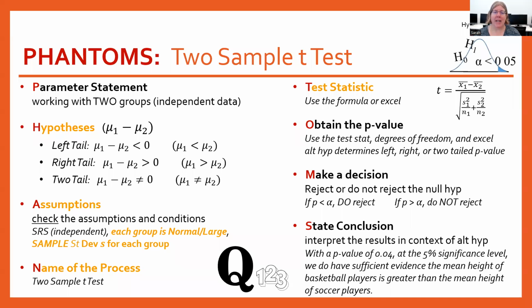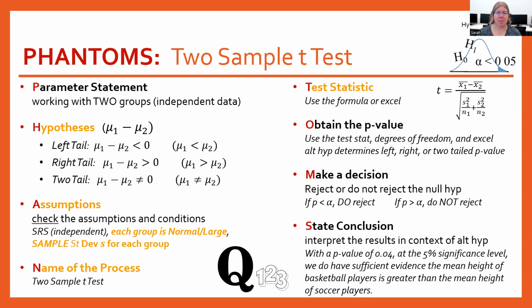Now that we have some practice finding the hypotheses for a two-sample t-test, let's look at the rest of the details for this test. We're going to use the PHANTOMS framework again so that we remember and keep all of those details organized. So the P in PHANTOMS is our parameter statement. We're working with two independent groups here.